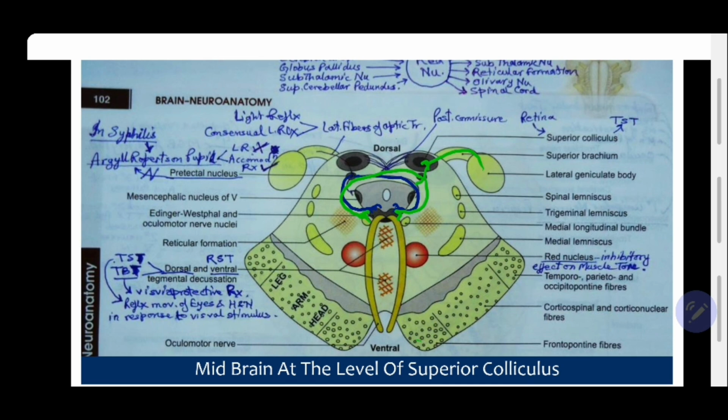The tectospinal and tectobulbar tracts, basically, have a visuoprotective purpose. If something approaches your eye, you move your head, blink your eyes, tilt your head, or even jump out of your place. That is called the visuoprotective reflex: reflex movements of the eyes, head and neck in response to a visual stimulus. The rubrospinal tract, I have told you, maintains the tone of the opposite limb muscles by inhibiting extensors and stimulating the flexors.